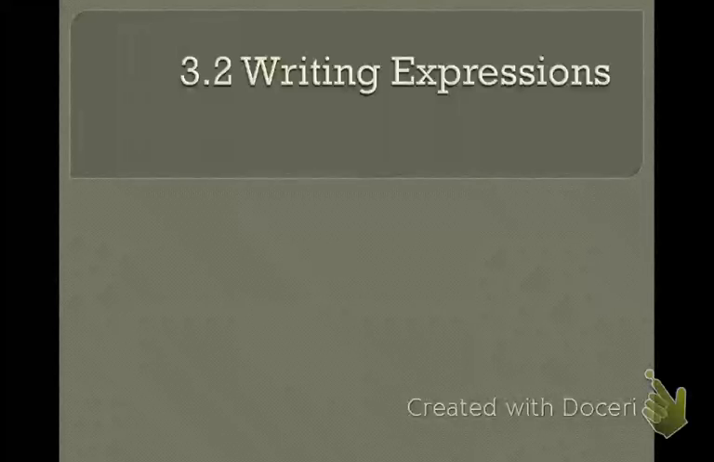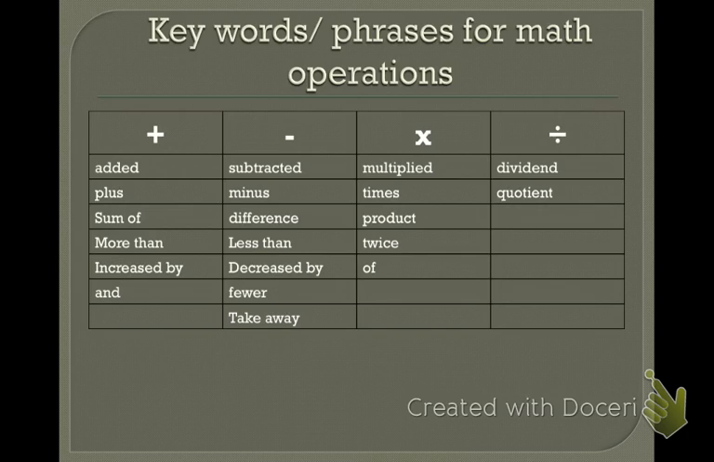So the first thing you're going to do is copy down this chart. These are keywords or phrases that you can convert to math operations. Look that over, copy it down. Make sure you understand what all those words mean and what they're translated to. For example, if I see the word added, I know I'm going to use the plus sign, or plus, sum of, more than, increased by, and. Look those over, and if you don't understand them, circle them so that we can go over those tomorrow during class. So pause the video, copy down the chart, and then move on when you're ready.